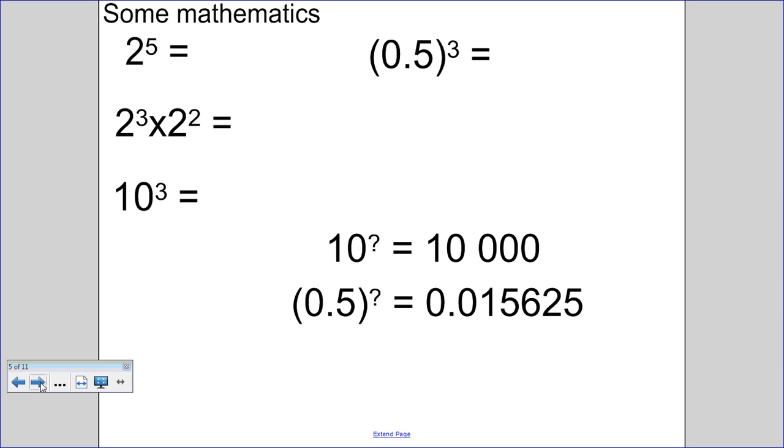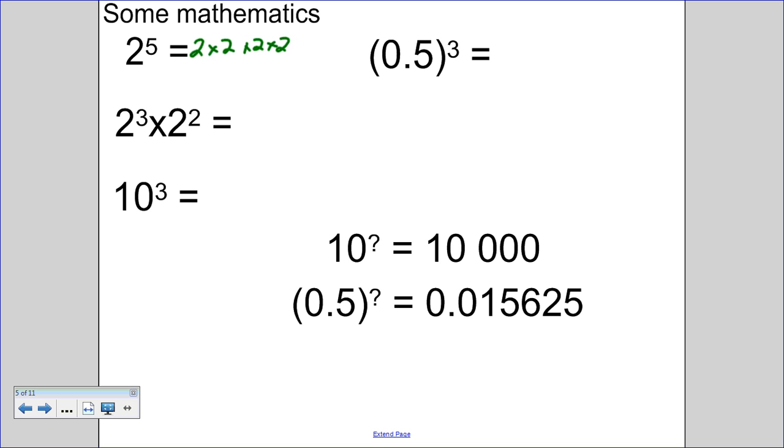Next page. So we have to do some math to really be able to handle half-lives properly, radioactive half-life, because there are some things that are a little bit awkward. So first thing, exponents, and this will be in your handout, so I'm just going to go through it very quickly. 2 to the power of 5, 2 times 2 times 2 times 2 times 2, which equals 32. That's what 2 to the power of 5 means.